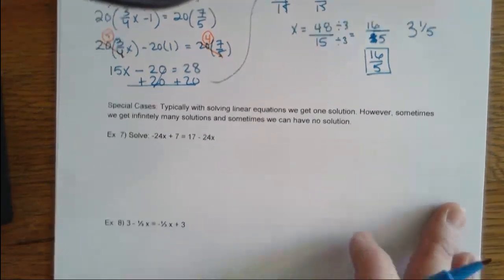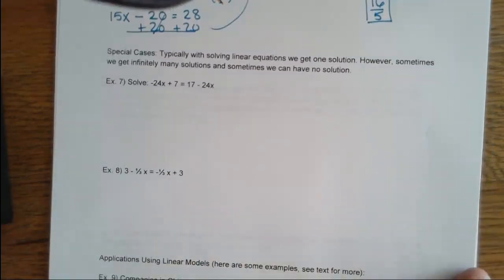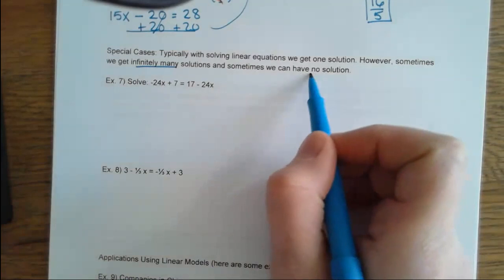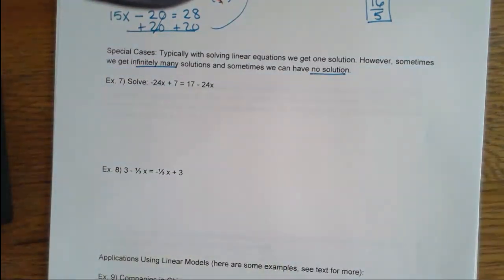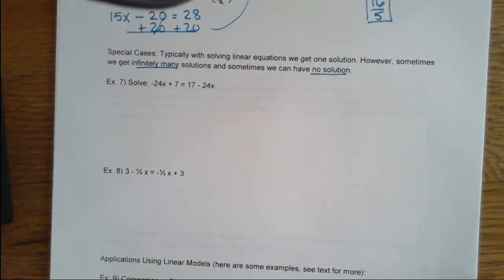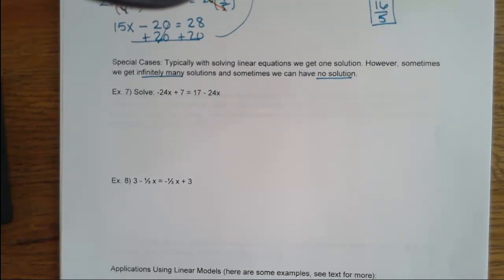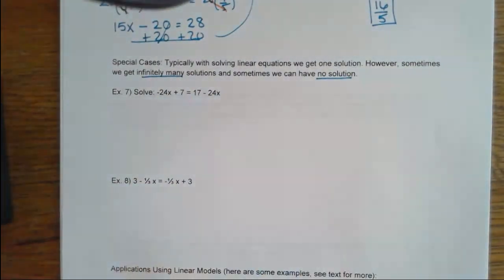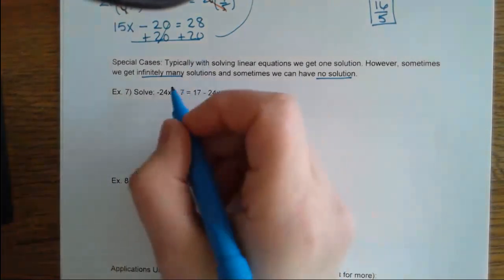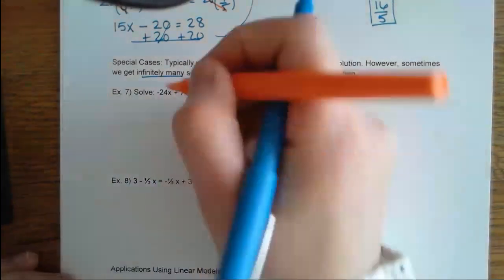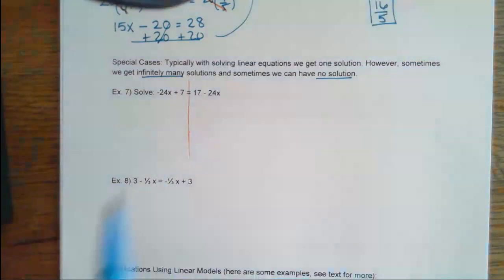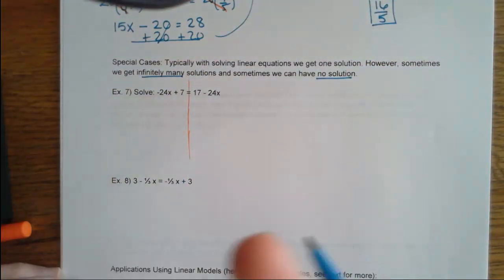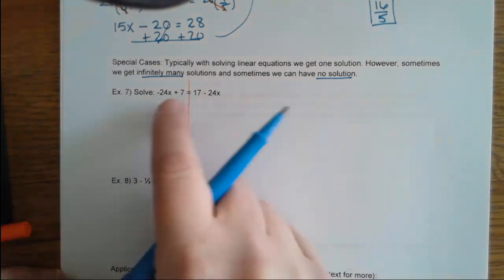Now, usually we get one answer for linear equations, but there are some exceptions where we can get infinitely many solutions or no solution. So here we're going to solve these two, and you're going to see these two are going to come out a little bit different. So in this case, the first one, I don't have any parentheses, I don't have any fractions, decimals, nothing like that. So what I can do is just start combining like terms. There's nothing to really do on either side.